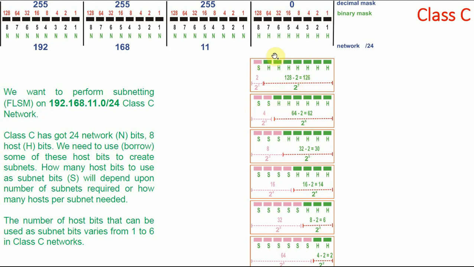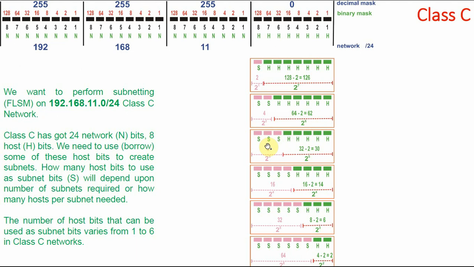And what if we use 2 bits as subnet bits? We denote it by ss. Then how many subnets are possible? 2 power 2, it is 4. Now how many bits remain for the host? 6, and 2 power 6 is equivalent to 64. Again we reduce 2, so we can have 62 hosts per subnet.